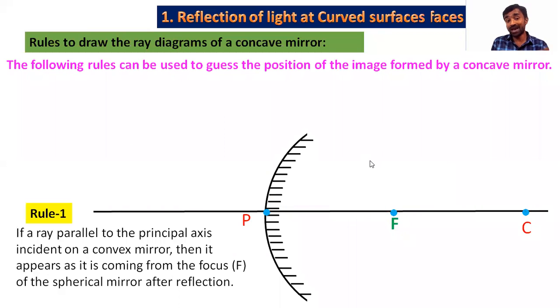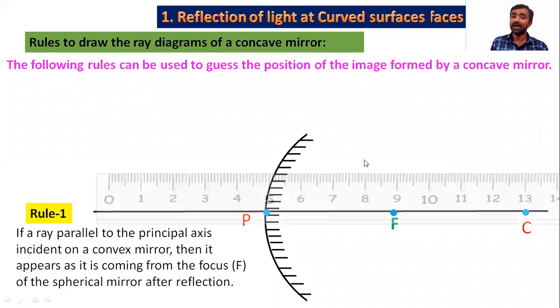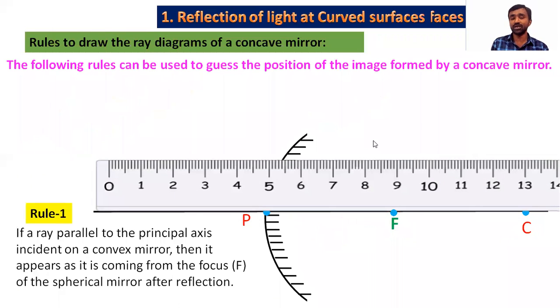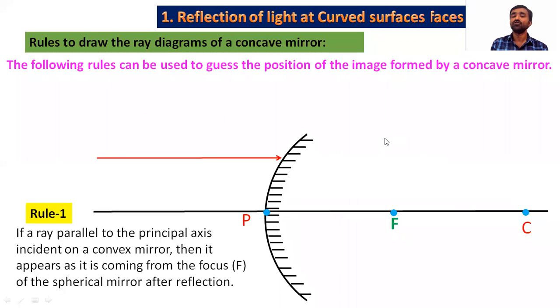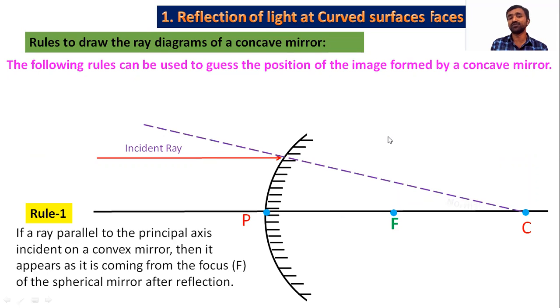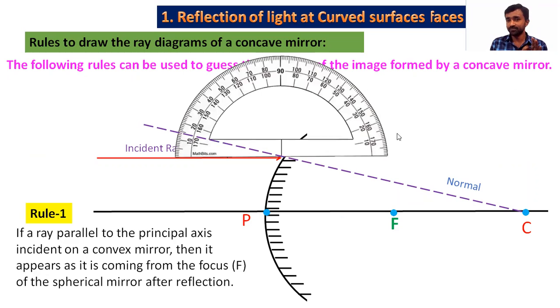So the ray which is parallel to the principal axis and incident on a convex mirror. What to do? Using the scale, draw the parallel light ray incident on the convex mirror, using the same logic, exactly the width of the scale. So now the ray is incident on a convex mirror. Then find the normal at that point of incidence for the incident light ray. So the normal is drawn. Then measure the angle of incidence using a protractor at the point of incidence. So place your protractor like this to find the angle of incidence and angle of reflection at a time, right?